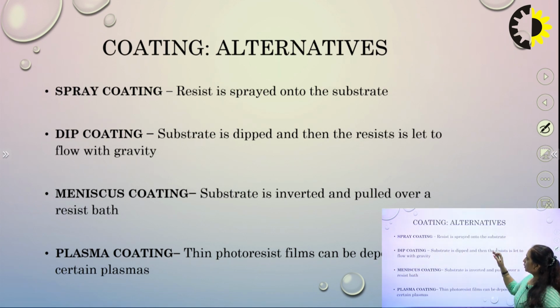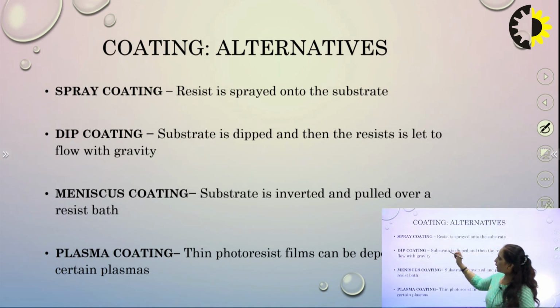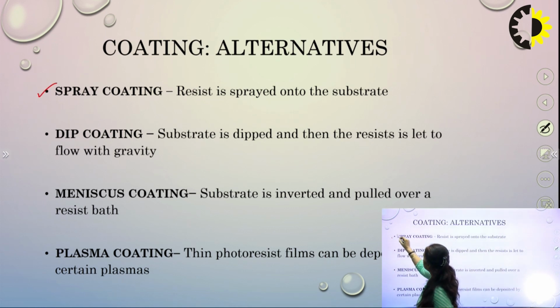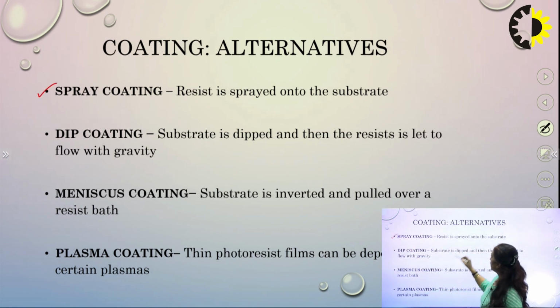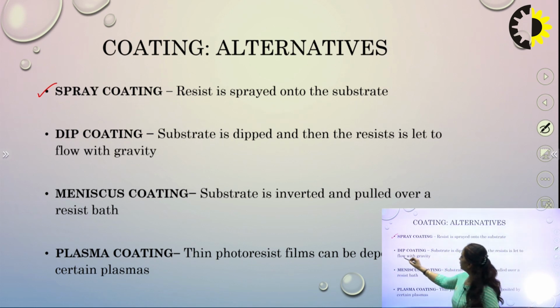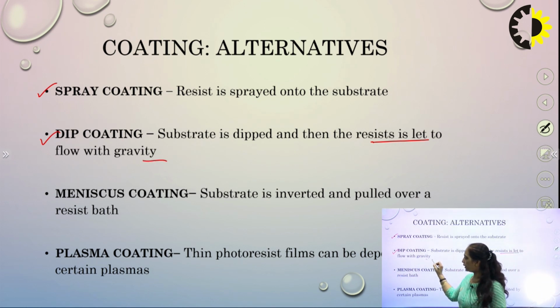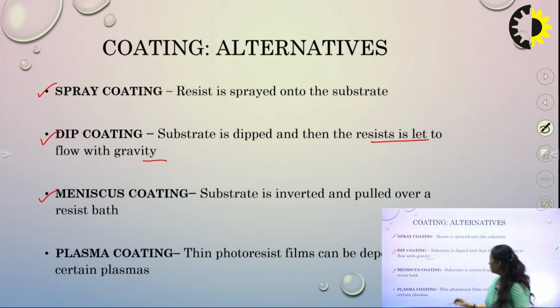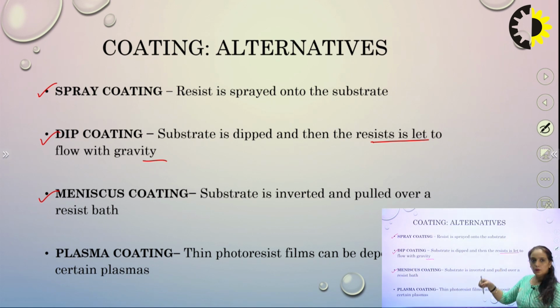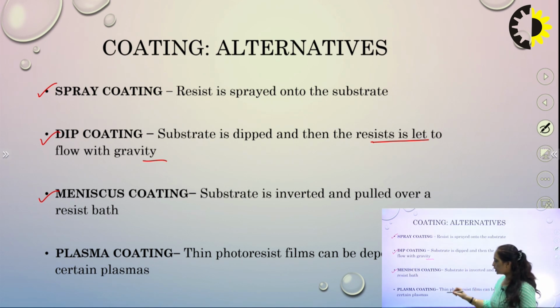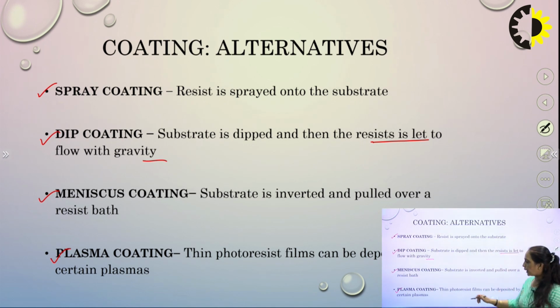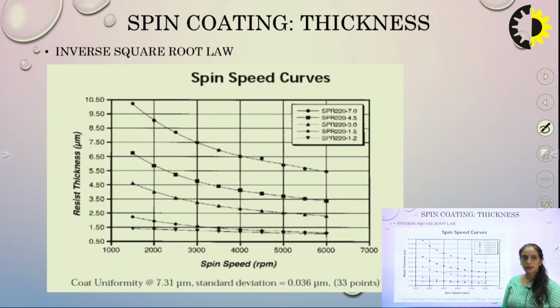So this coating of photoresist material can be done in several ways. Spray coating: resist is sprayed onto the substrate. Dip coating: the substrate is dipped into the resist and the excess flows off with gravity. Meniscus coating: the substrate is inverted and pulled over the resist bath. Plasma coating: a thin photoresist film can be developed by certain plasmas. So we can have different coating techniques.